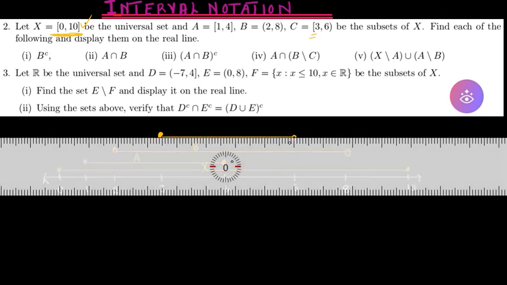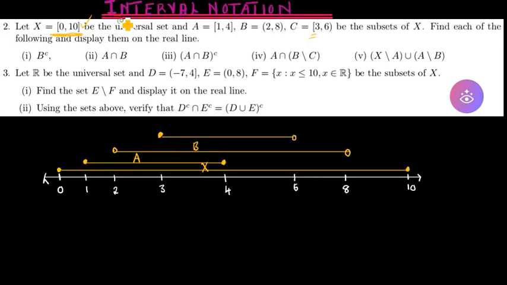I draw my line. Alright, so from here, I can therefore say that this is going to be my C. Now look at this. The first question is simply saying we find the complement of B.